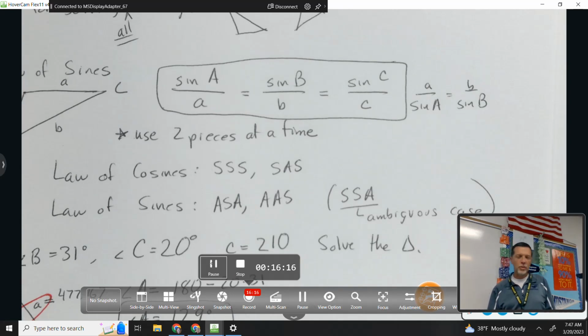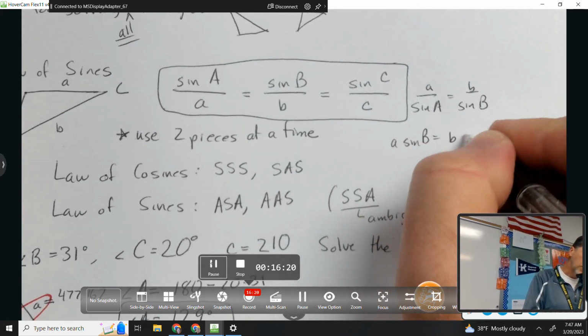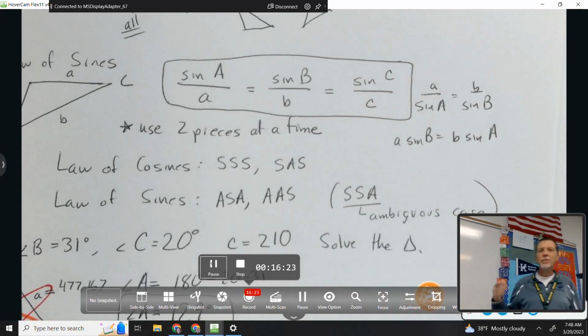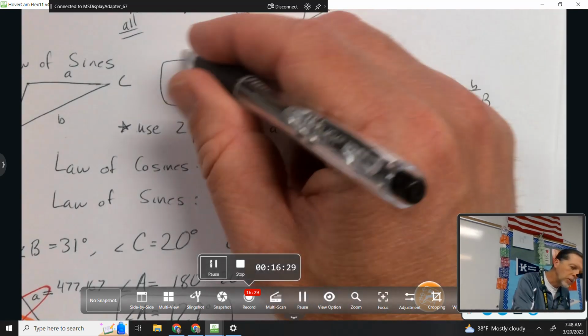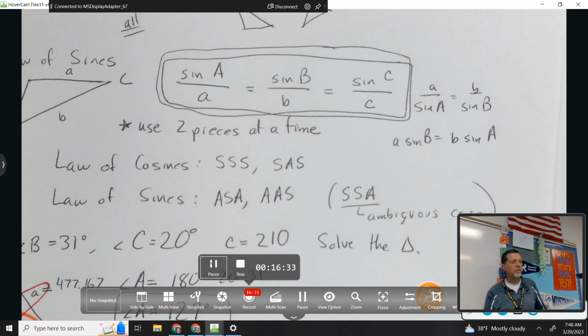If you really wanted to get crazy, you could say a sine of B equals b sine of A. But those aren't new equations. That's just rearranging what you already have. So what you need to know is the easy formulation, and then a little bit of algebra can move things around if you need it.